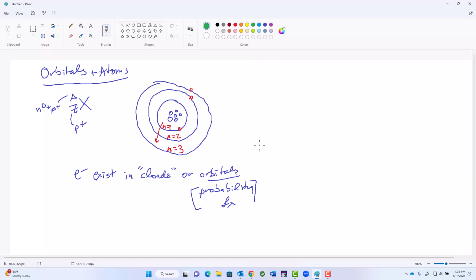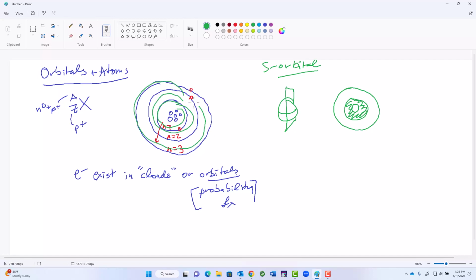So there's a couple different kinds of orbitals. The first one we're going to discuss is an s orbital. An s orbital is given by a sphere. And if we cut right down the center of an s orbital, we'll see that the s orbital actually exists in concentric spheres. Now this kind of tracks with what the Bohr model of the atom described, where we have concentric circles going out and further out.